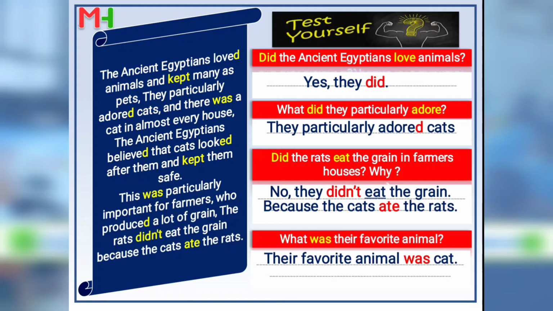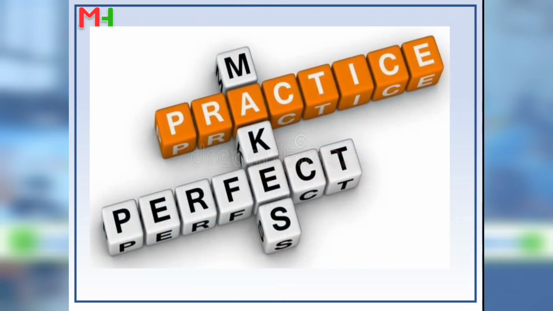And we have, of course, verb to be. It's an irregular verb. In the second form, it will be was or were. Okay. Here we notice that in the third question, when we want to put a sentence in the negative form of the past simple, we use didn't plus infinitive. No, they didn't eat the grain. Didn't eat. Practice makes perfect.